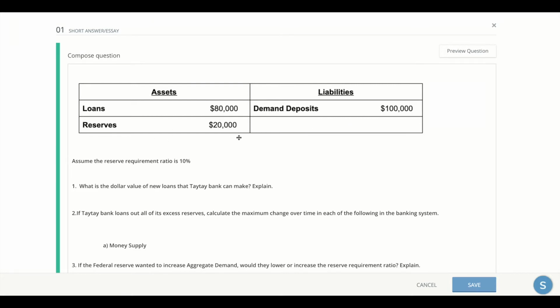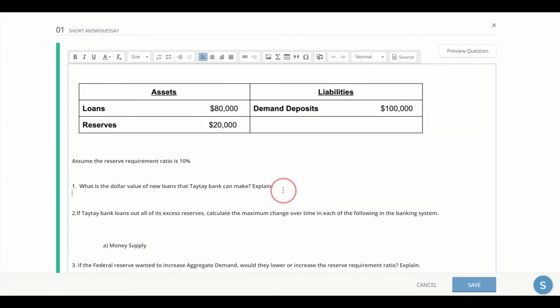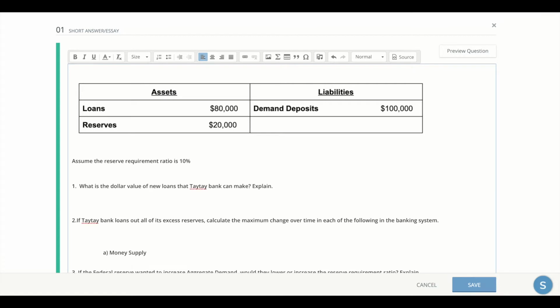So we have $100,000 in our demand deposit. Reserve requirement ratio is 10%. Number one, what is the dollar value of new loans that Taytay Bank can make? First thing we got to figure out, demand deposits is $100,000. In our reserves, we have $20,000. We have a 10% reserve requirement ratio. So first, we need to figure out what our required reserves are.